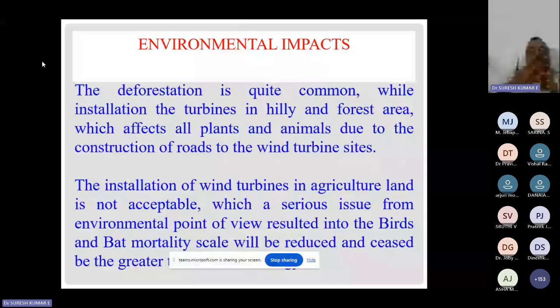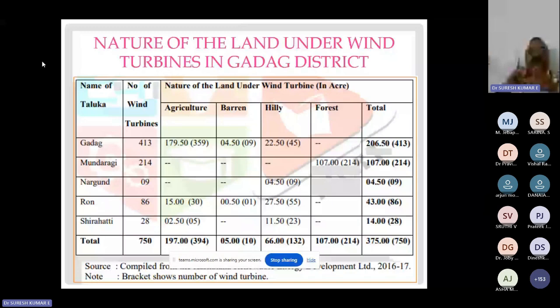You see again the same taluk, Gadag, turbines and agriculture land in acres. You can see the agriculture land in acres is 353. That is the number of turbines. Land is 179.5 acres.